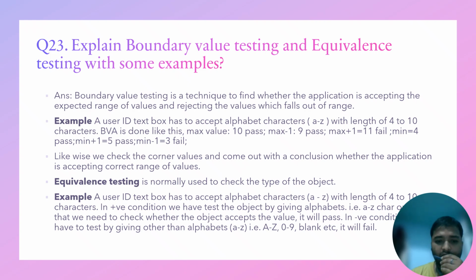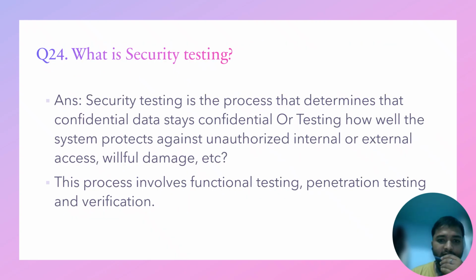Equivalence testing is normally used to check the type of object. Example: a user ID text box accepts alphabetic characters A to Z with a length of 4 to 10 characters in a positive condition. We have tested the object with alphabets. In a negative condition, we have to check by giving other than alphabetic characters, such as 0 to 9, blank, etc. It will fail.